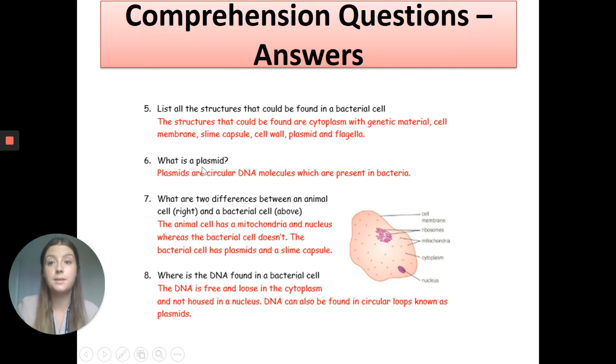So what is a plasmid? Plasmids are circular DNA molecules which are present in bacteria. And if you've gone into the detail of saying that the genes for antibiotic resistance are often found there, then that's great. What are the 2 differences between animal cells on the right here and bacterial cells?